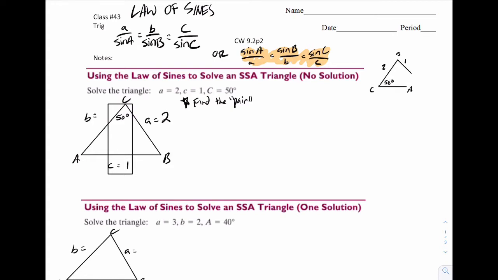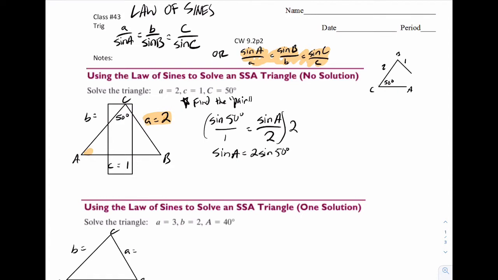So let's start there. Sine of 50 degrees over 1 should equal. And now notice the thing we have to find. We don't know anything about B, but we do know that A is 2, which means we can find this angle right here. So let's find that. That's going to be sine of A over 2. Okay, let's solve for A. So we're going to multiply both sides by 2. So sine of A should equal 2 sine 50.